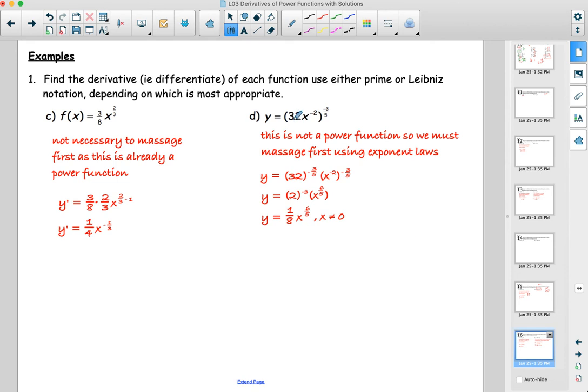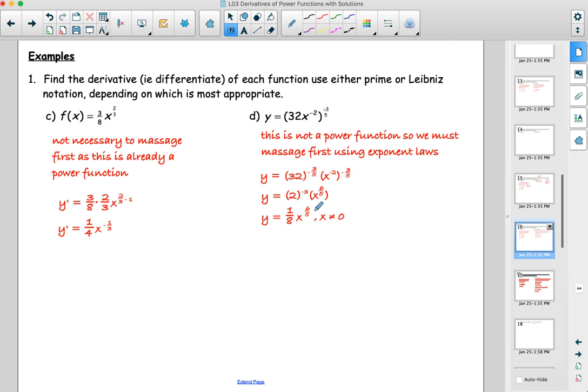Massage first. So 3/2 to the 32, it's not 3/2, 32 to the negative 3/5, x to the negative 2, all to the negative 3/5. And notice how I've written y here. I have not written y prime. I am not taking a derivative at this point in time. I'm simply massaging the function first. So I need to make that clear to the person who's grading my work by putting a y out in front of this.